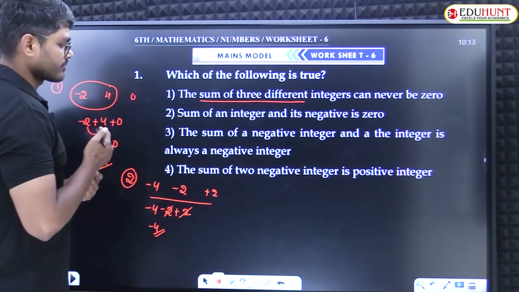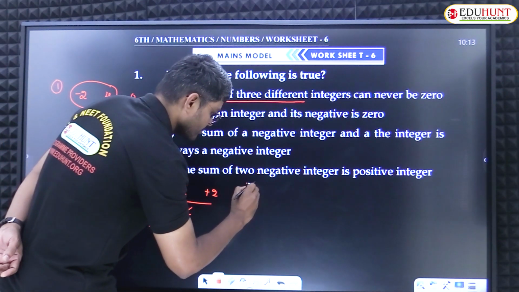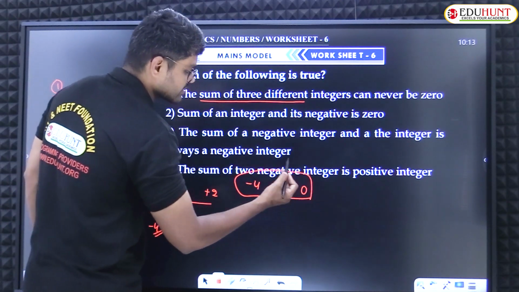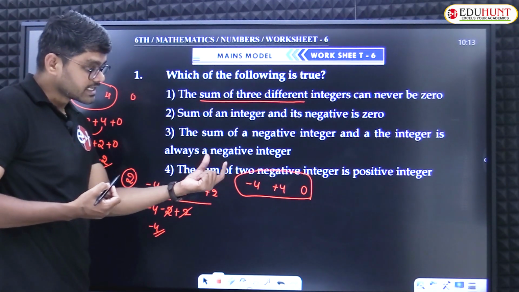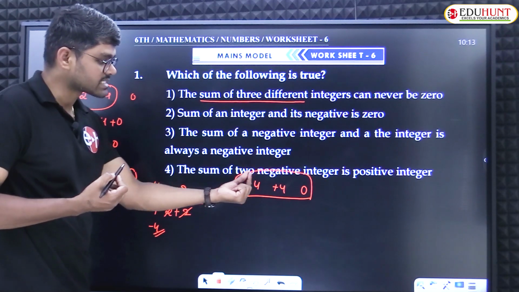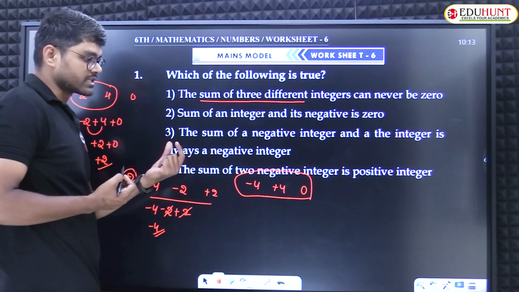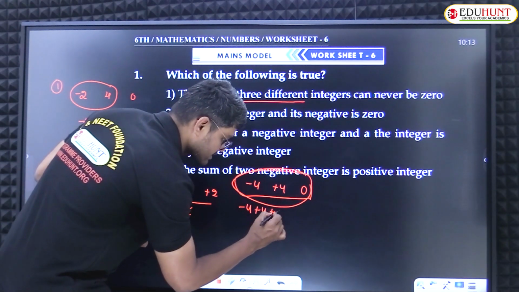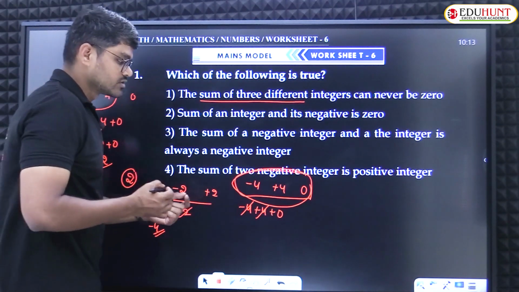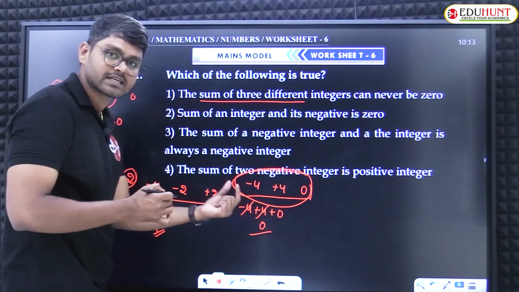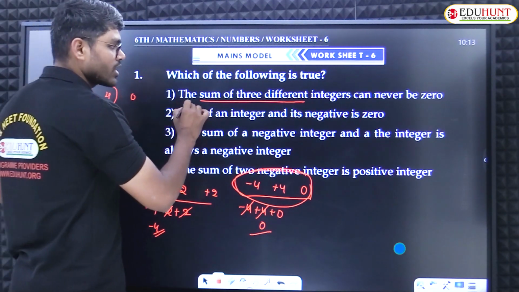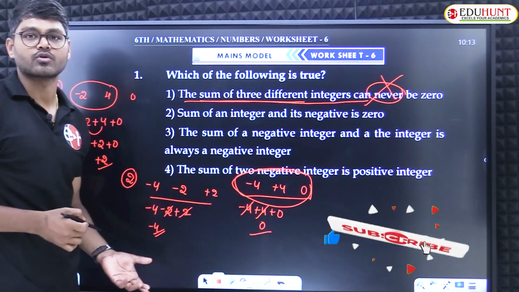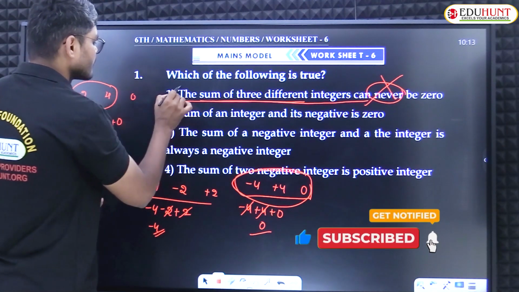Let's take another one: -4, plus 4, 0. These are three different integers. Now we have to check whether the sum is 0 or not. This is -4 plus 4 plus 0. -4 and plus 4 are cancelled. So 0 plus 0 is 0. Here the result is 0. That means the statement that the sum of three different integers can never be 0 is wrong. So this statement is false.